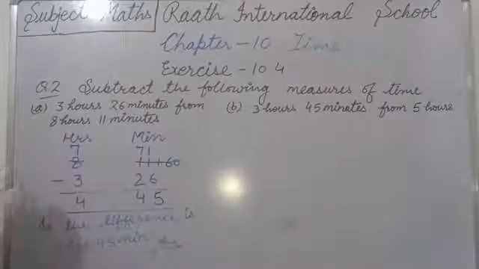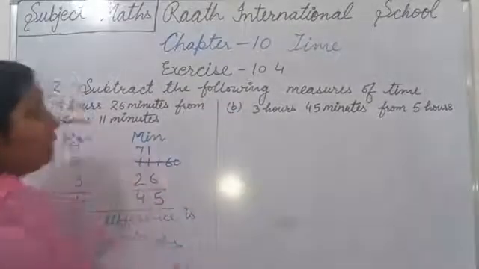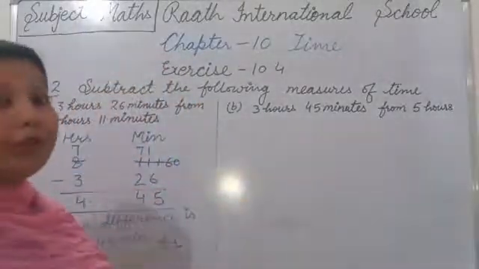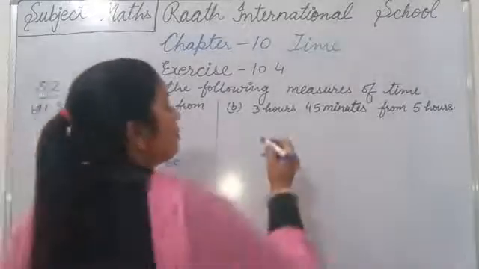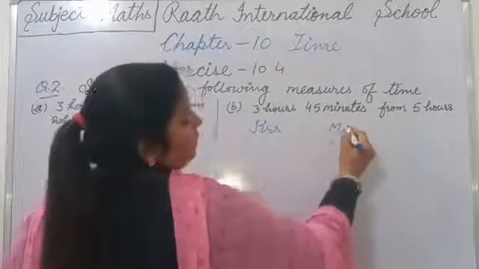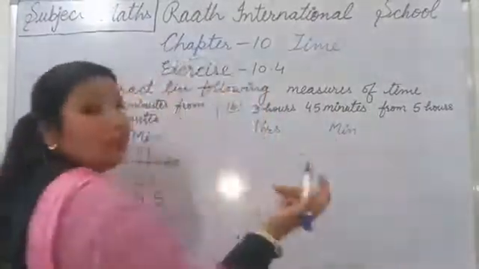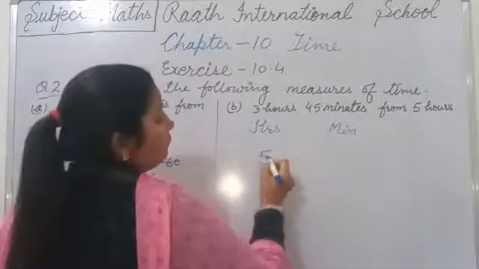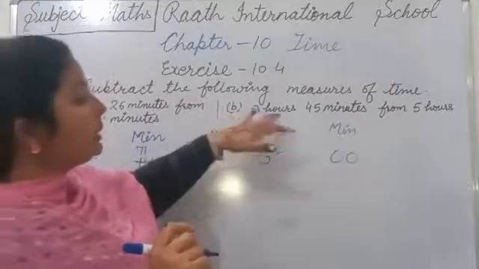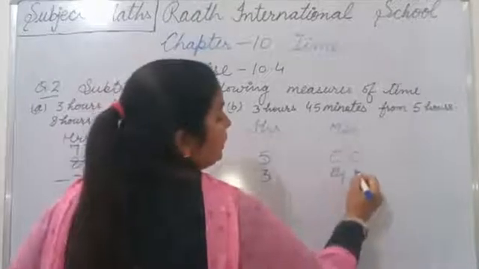So like this you will do subtraction. Clear? Now it's the B part. In B part what we have? 3 hours 45 minutes from 5 hours. After "from" we have 5 hours. Again we put the columns hours, minutes. Now here is 5 hours and there is no minute, so at the place of minutes we will take 0, 0. So in hours 5 and minutes 0, 0. Now minus 3 hours 45 minutes. So in hours we will take 3 and in minutes we will take 45.